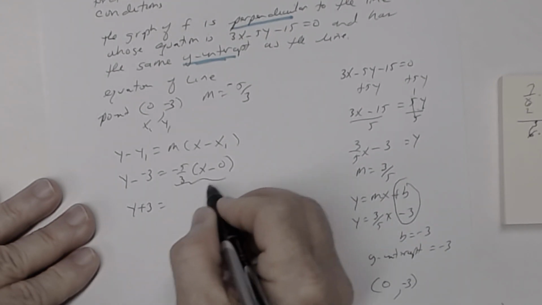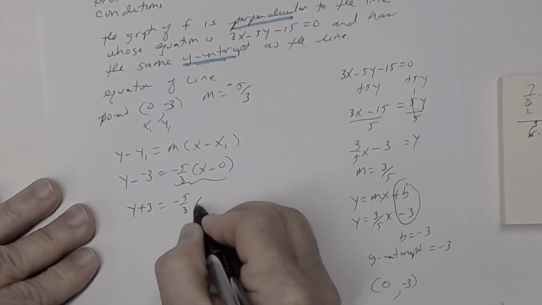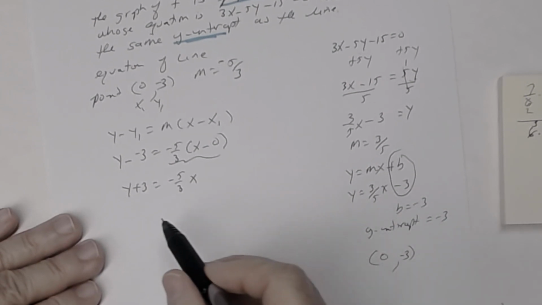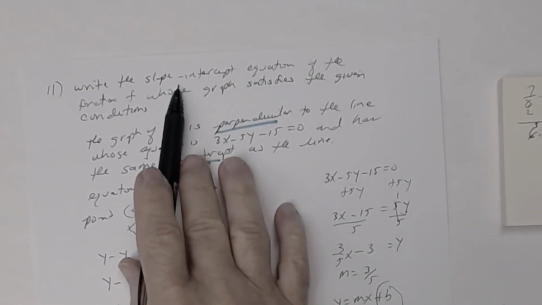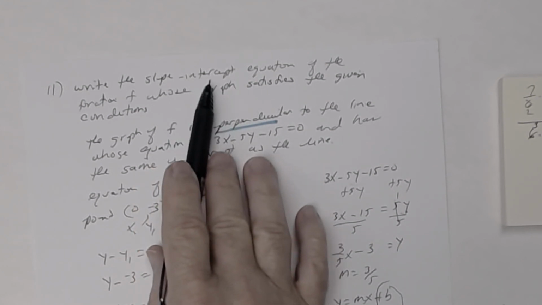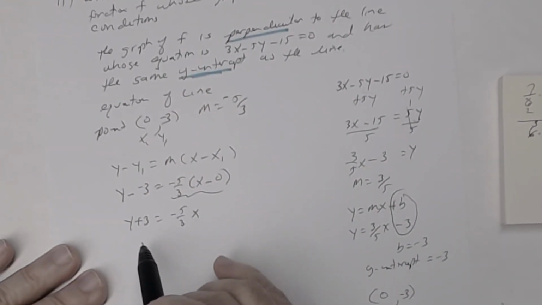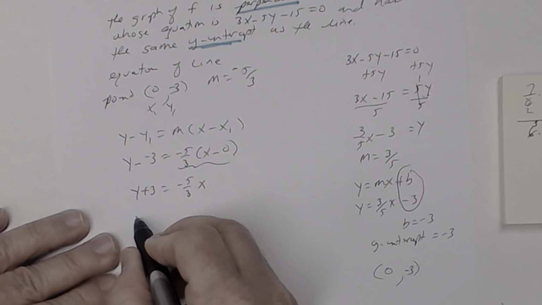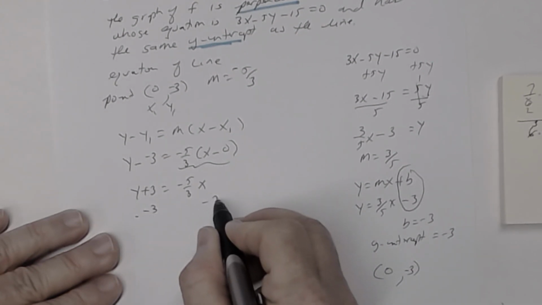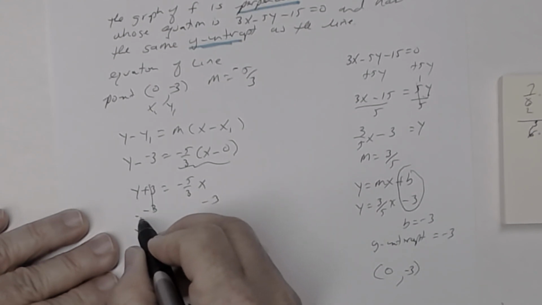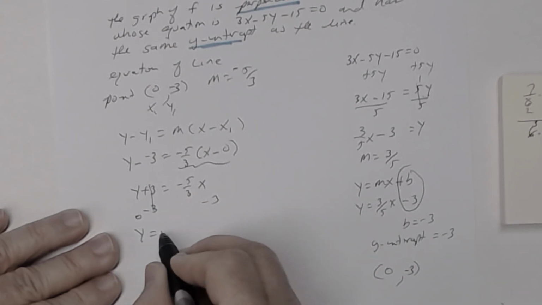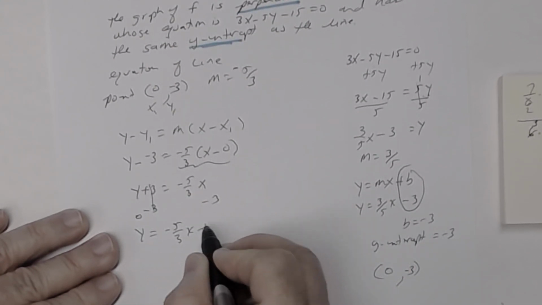So the right side just becomes negative 5/3 x. And all you do is get y by itself. Remember, you want to put this in slope-intercept form. So we're going to subtract 3 from both sides, and so I get y equals negative 5/3 x minus 3.